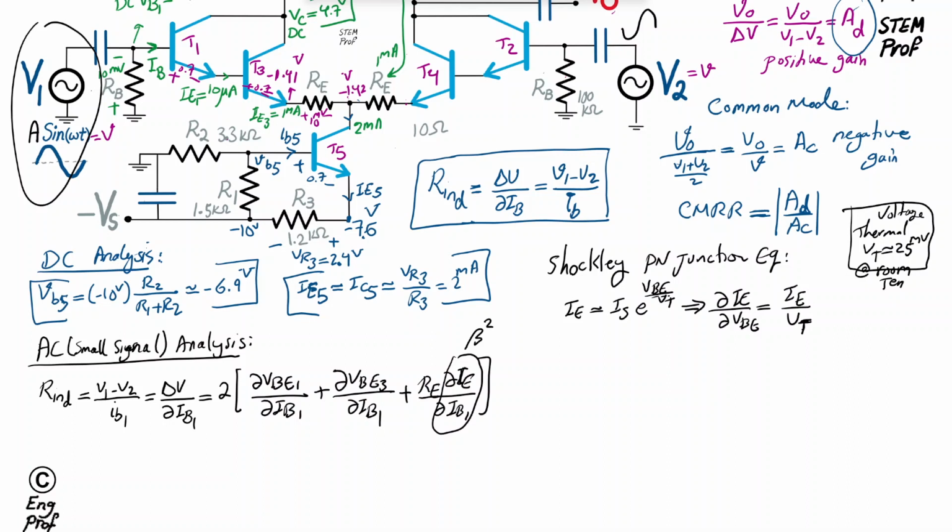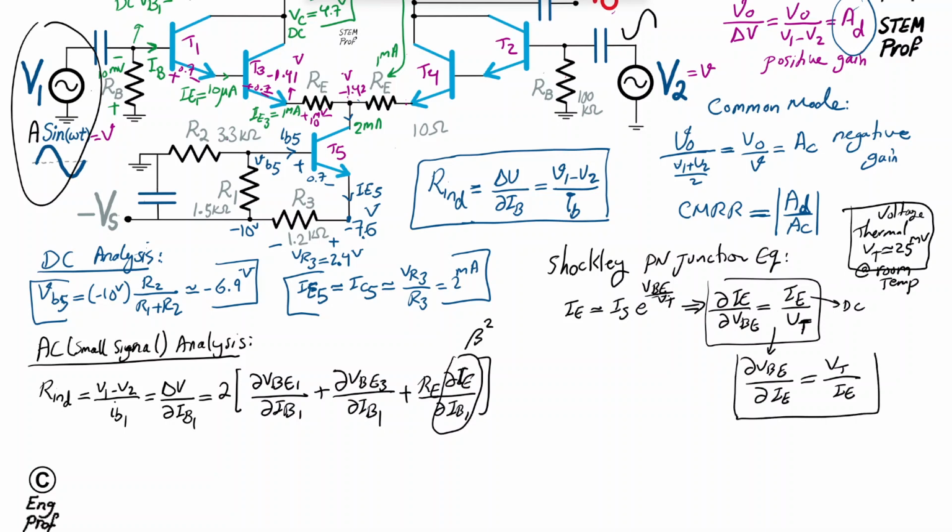Of course, when we find this, for a given transistor we can invert it. So we have the change in the base emitter voltage with respect to the change in the emitter current, which is VT over IE. IE is the DC current, but this is the AC change. So it depends on the DC bias basically. Okay, so this is what I needed. Going back here, I know that the base current of transistor 1 is the emitter current divided by beta.